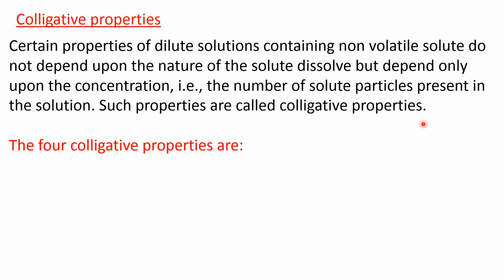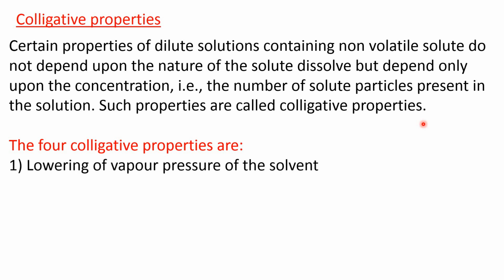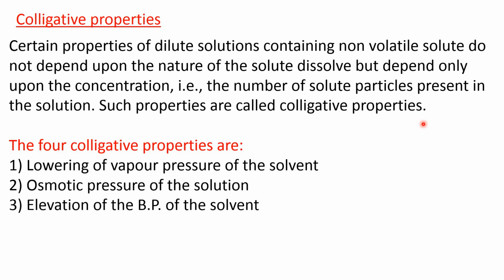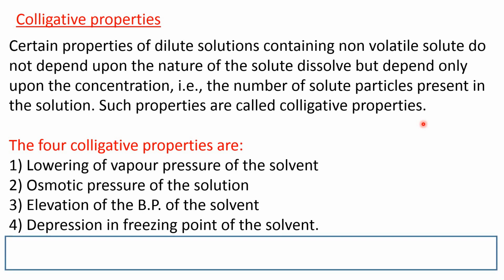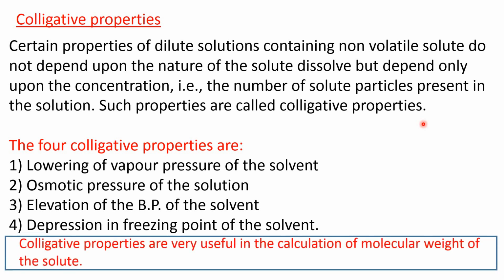Now the four colligative properties are, first one, lowering of vapor pressure of the solvent due to addition of non-volatile solute. Second one, osmotic pressure of the solution. Third one, elevation of boiling point of the solvent, obviously due to addition of non-volatile solute. Fourth one, depression in freezing point of the solvent. Now from these colligative properties, you can calculate the molecular weight of the solute. So colligative properties are very useful in calculation of molecular weight of the solute.